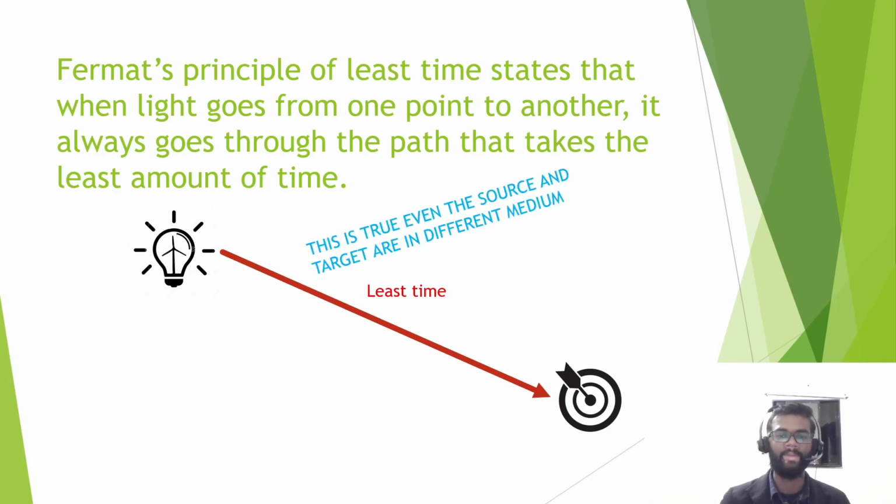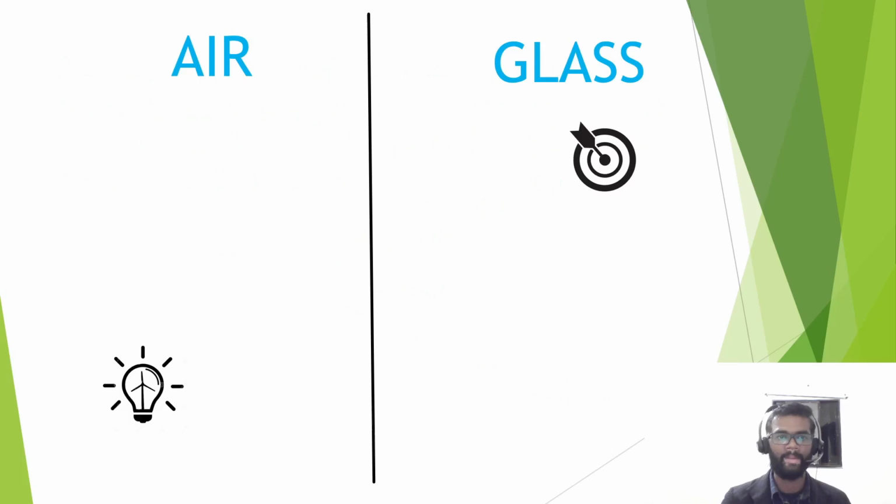This is true even if we have two different media between the source and the target. Let's take this example. Let's say we have a source on the left side, which consists of air, and on the right side we have another medium which is glass, and the target lies there. So now I'm asking you the same question again. Which path will light have to take so that from source to target it takes the minimum time?